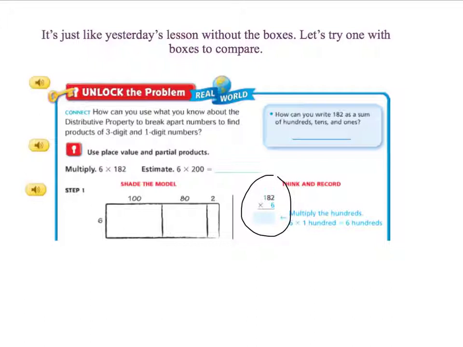So yesterday what we did was we used expanded form to break apart the larger factor in the multiplication problem. So 6 times 182 was really 6 times 100 plus 80 plus 2. Where we started first yesterday was 6 times 100, which was 6 times 1 is 6 and the 2 zeros. So that's where we're going to start when we're just doing it with the numbers. 1 times 6, but it's really not 1 times 6, it's 100 times 6. So that would be our first partial product.